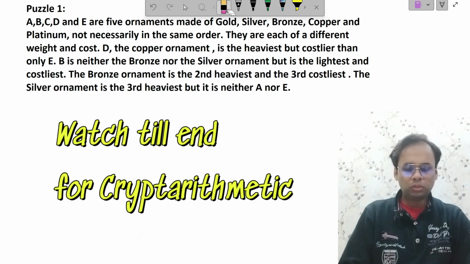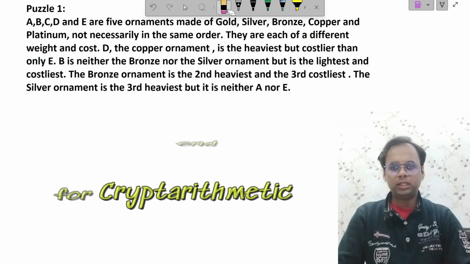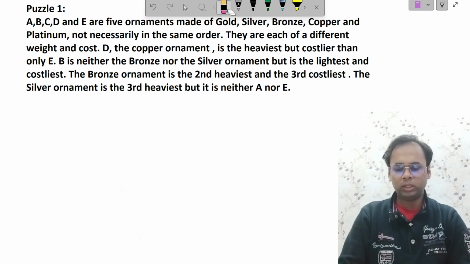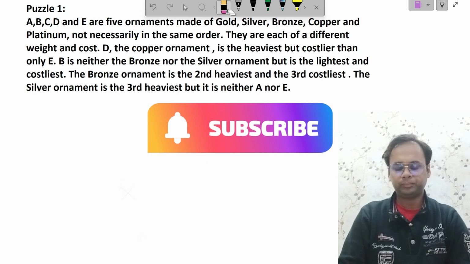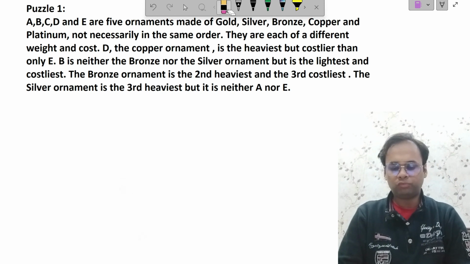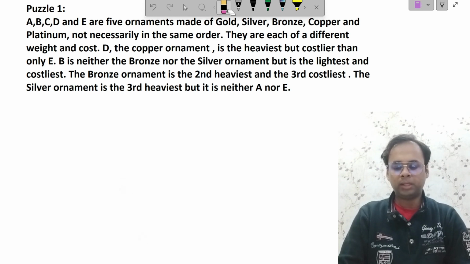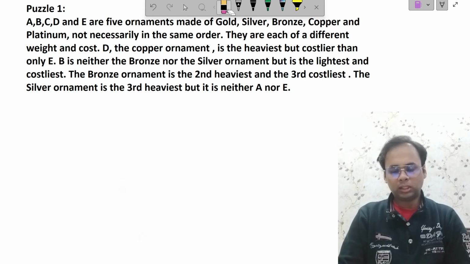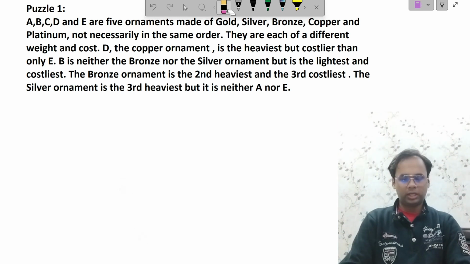Puzzle 1: A, B, C, D and E are 5 ornaments made of gold, silver, bronze, copper and platinum, not necessarily in the same order. They are each of a different weight and cost. D, the copper ornament, is the heaviest but costlier than only E. B is neither the bronze nor the silver ornament but is the lightest and costliest. The bronze ornament is the second heaviest and the third costliest. The silver ornament is the third heaviest, but it is neither A nor E.